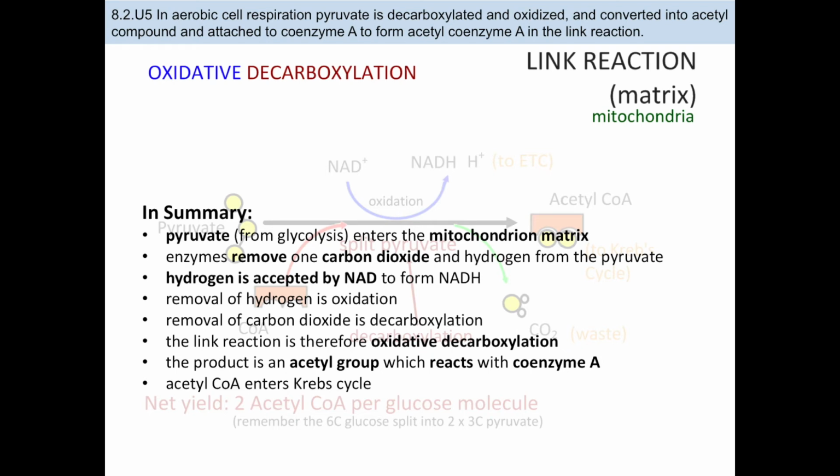Summarize again. First bullet point: pyruvate from glycolysis, matrix. Put arrows. Summarize it, please, but just go back to your notes later on. Second, remove carbon dioxide and hydrogen. Actually, this is remove carbon dioxide, hydrogen, and electrons from pyruvate. Next, NAD to NADH.